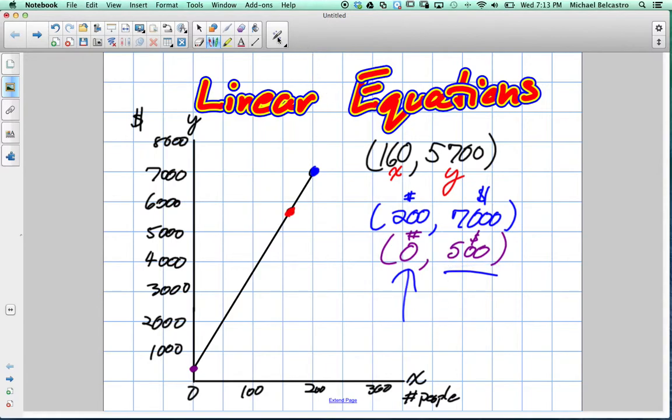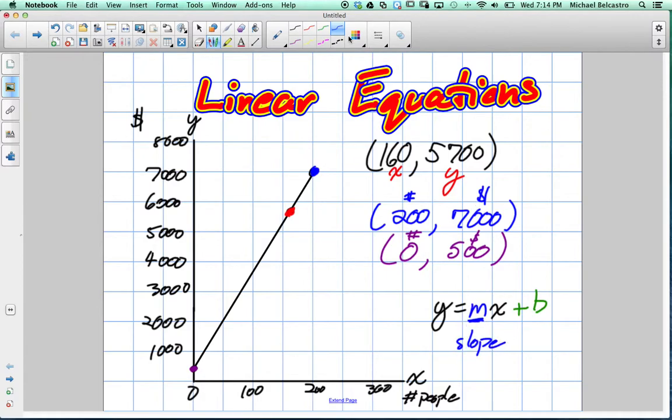And they want us to build an equation. Because this is a straight line, linear equations are usually written in the form y is equal to m times x, so mx, plus b. Do you happen to know what the m and the b stand for? M is the slope. That's right, m is slope. And b is whatever this thing's called. The y-intercept. That's right, the y-intercept.